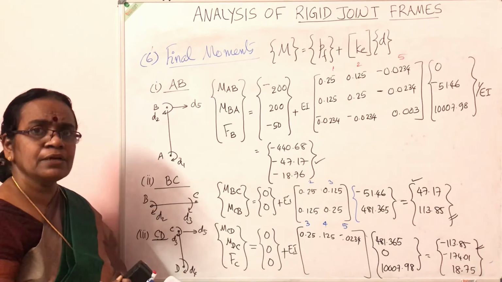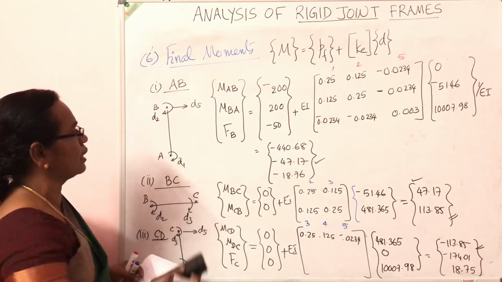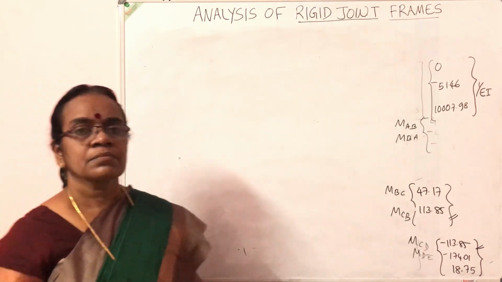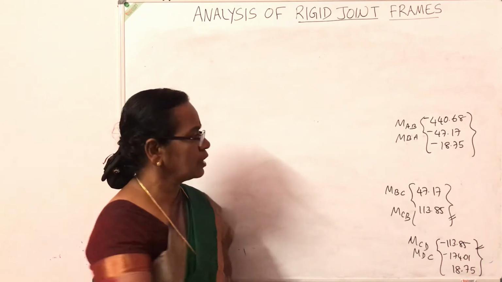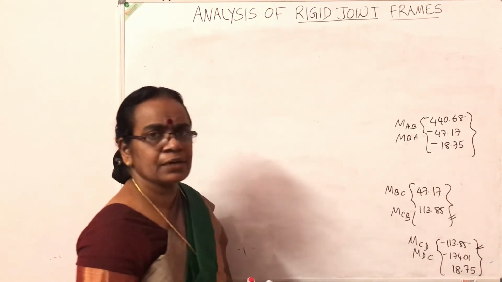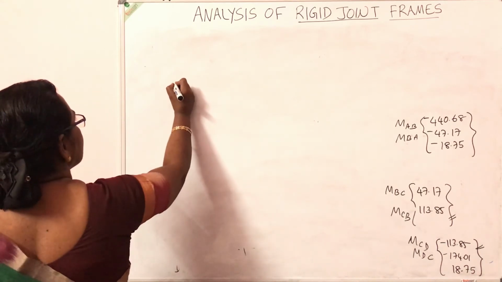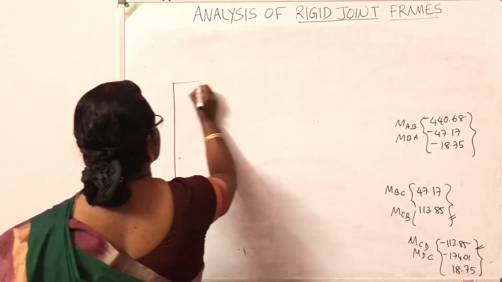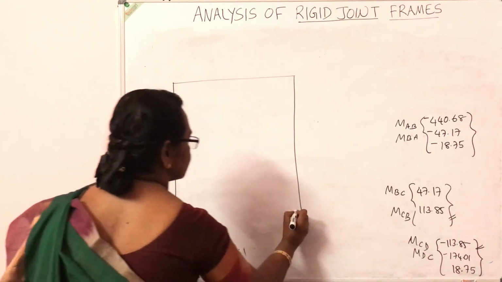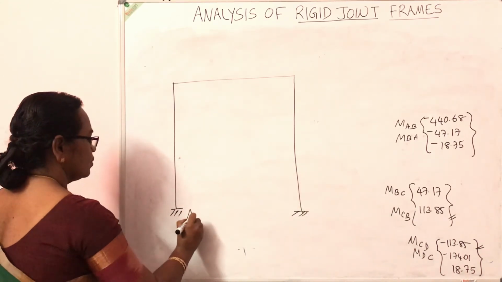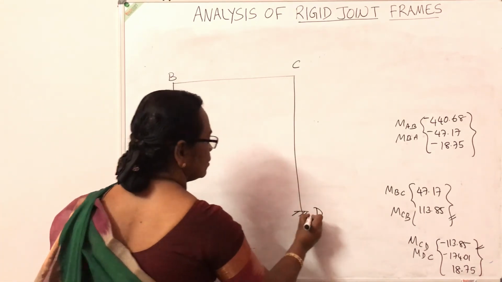You have to plot the bending moment diagram. Let us see how to draw the bending moment diagram based on these values. Okay, now the last step is we are going to draw the bending moment diagram. I have rewritten the values of bending moment for each element. So to draw the bending moment diagram, draw the structure A, B, C, D.